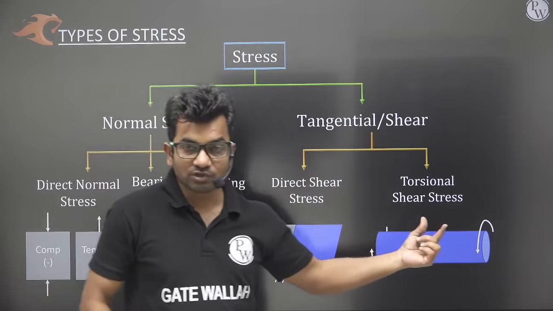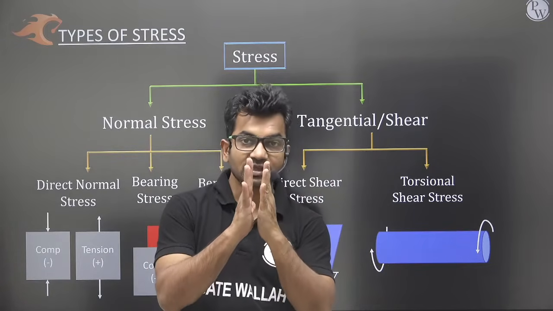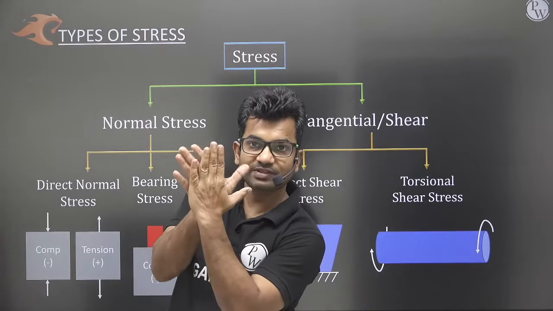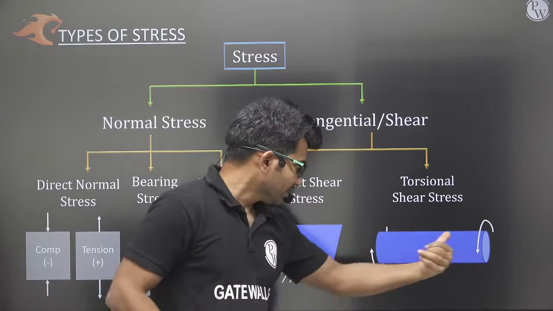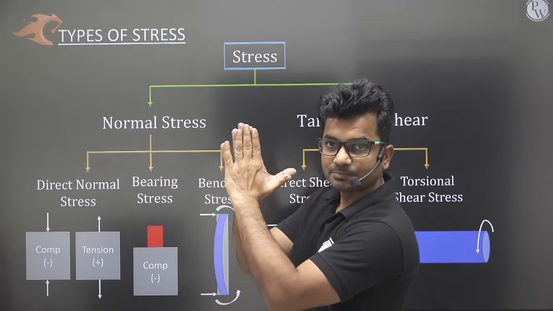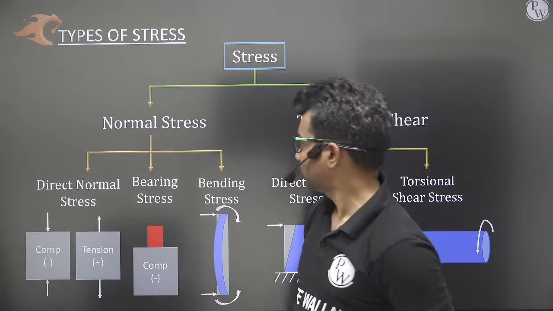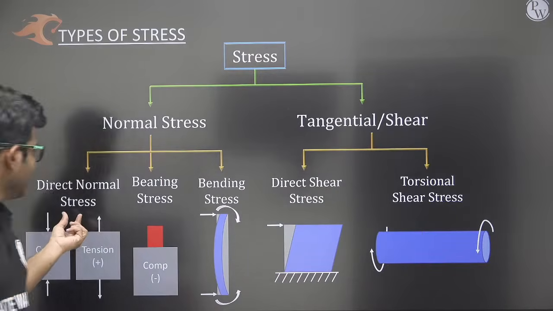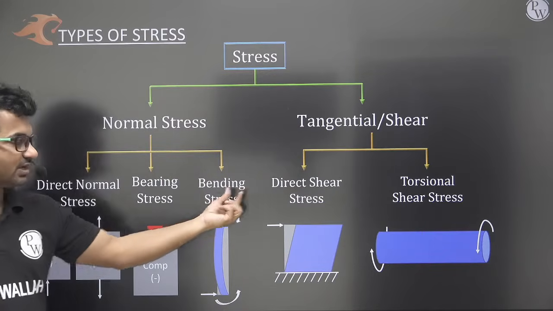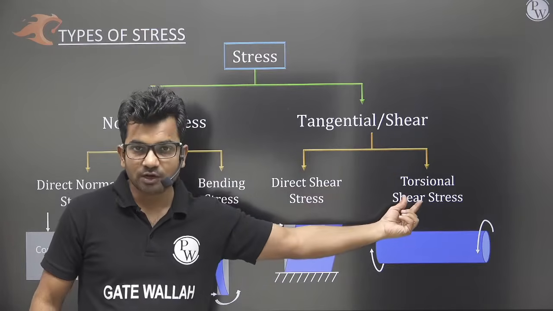In torsional shear stress, what will happen? One plane and another plane will slide with respect to each other. In the longitudinal direction they will look like this, but if you look from the side, they will be sliding against each other, so they will cause shear. So normal stresses are of three types: direct normal stress, bearing stress, and bending stress. And tangential or shear stresses are of two types: direct shear stress and torsional shear stress.